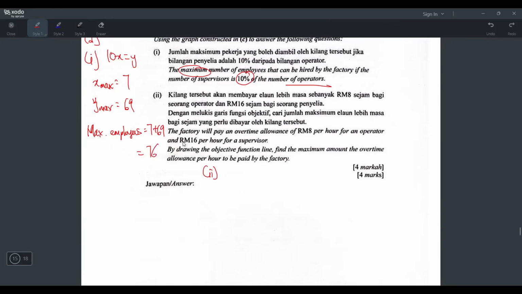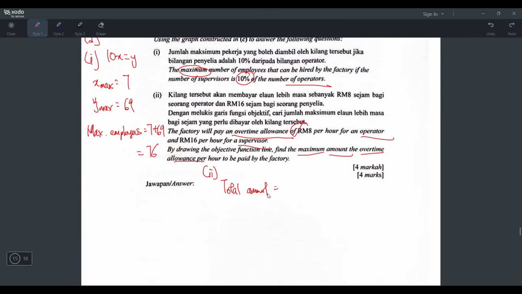All right. I think this one is the slide question lah. So the factory will pay an overtime allowance of 8 ringgit per hour for operator and 16 ringgit for supervisor. And then by drawing the objective function line, find the maximum amount of the overtime allowance per hour to be paid by the factory. Okay, they want to find maximum amount of overtime allowance, but don't find maximum amount of overtime allowance first. Let's find out the total amount first. Yeah, the total amount of overtime allowance first.